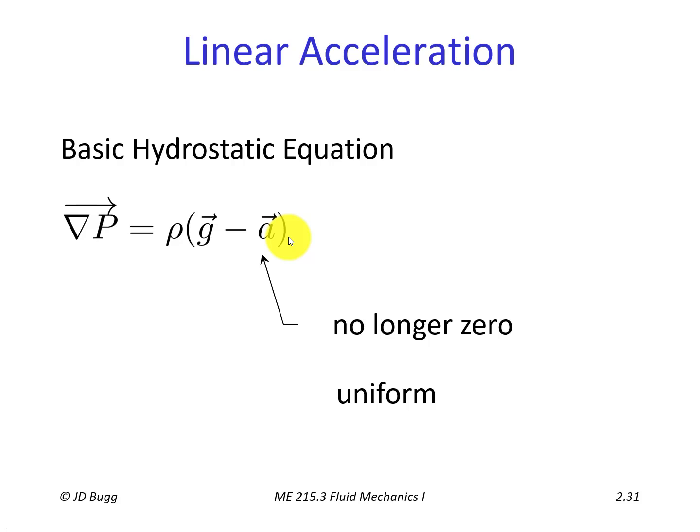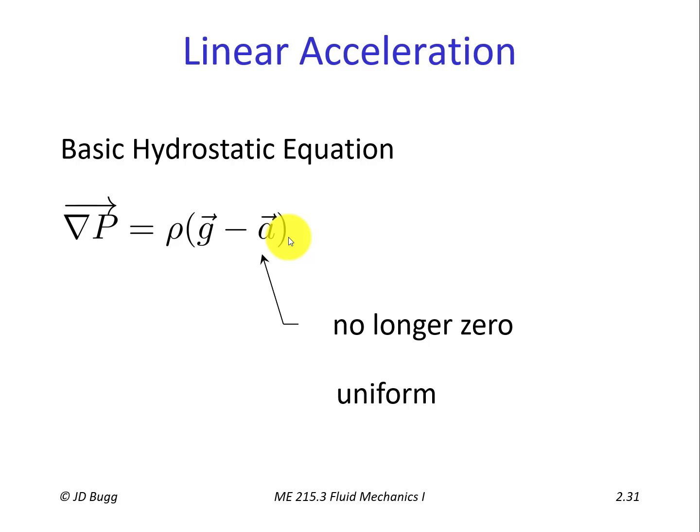So this is a situation where the entire container and the fluid it contains is accelerating off in a straight line in some direction. So if you had a tanker truck and it was pulling away from a red light, the fluid in the tank is accelerating in a straight line all at the same time.